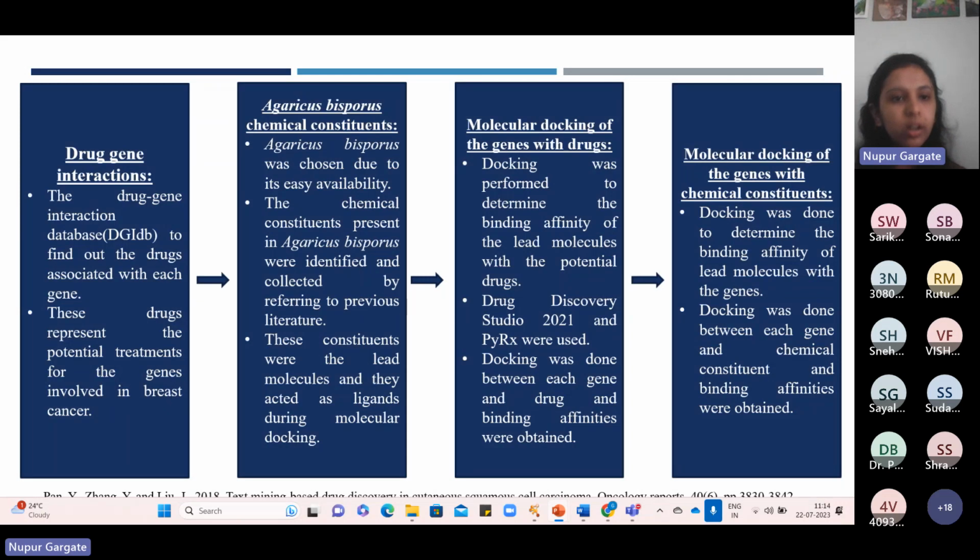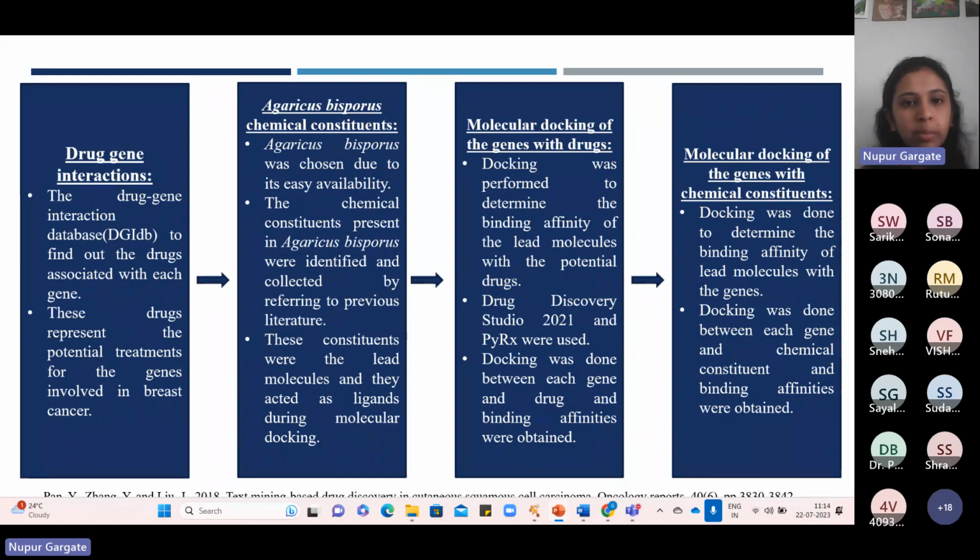Another step used was drug gene interactions. This was done using the drug gene interaction database to find out what drugs are associated with each gene. Now, when we entered the genes obtained in the drug gene interaction database, we obtained several drugs associated with each gene. Now, all these drugs basically indicate the potential treatment for each gene which is involved in breast cancer. So these drugs are marketed drugs which are already available, and they act as a treatment for each of the genes which are involved in breast cancer.